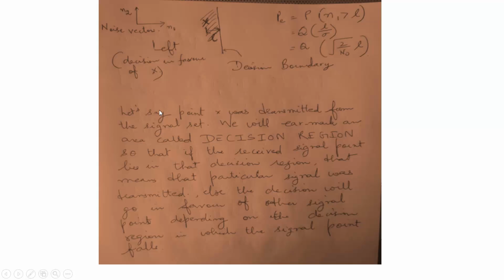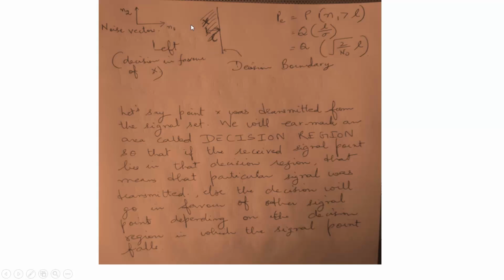So that's what I'm trying to explain. Let's say point X was transmitted from the signal set, and we will earmark an area called the decision region. So this is the decision region, which is in this case on the left side of this vertical line. So that if the received signal point lies in that decision region, that means that particular signal was transmitted, else the decision will go in favor of another signal point, depending on the decision region in which the signal point falls.